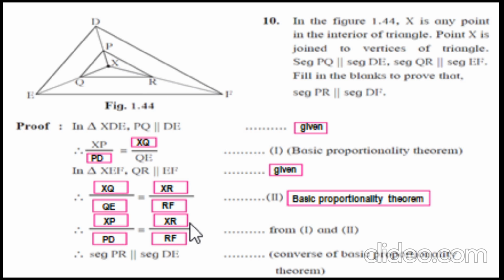Now this ratio is equal, therefore by the converse of the basic proportionality theorem, what do we get? Segment PR is parallel to segment DF. Actually, it should be DF here.